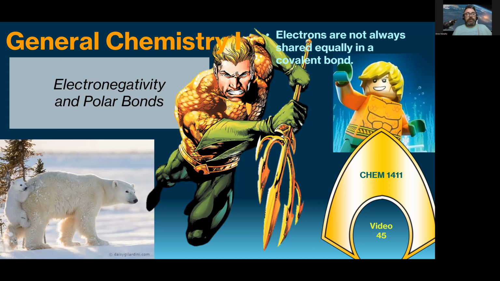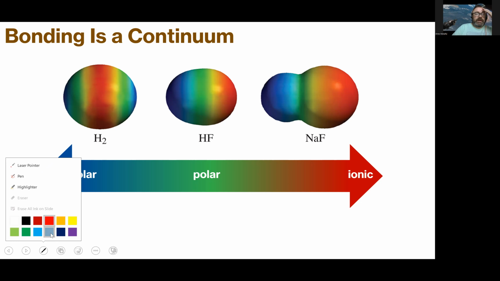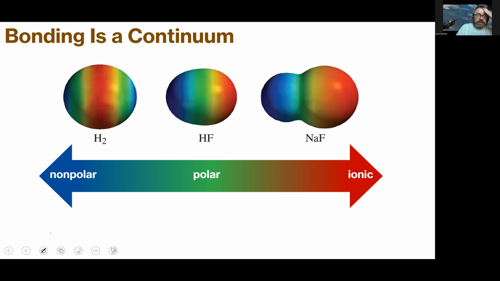I want to point out bonding is a continuum. There's a spectrum of bonding. On one end of our spectrum, we have things that are nonpolar. A lot of times this is referred to as a pure covalent situation. This is the least polar scenario.